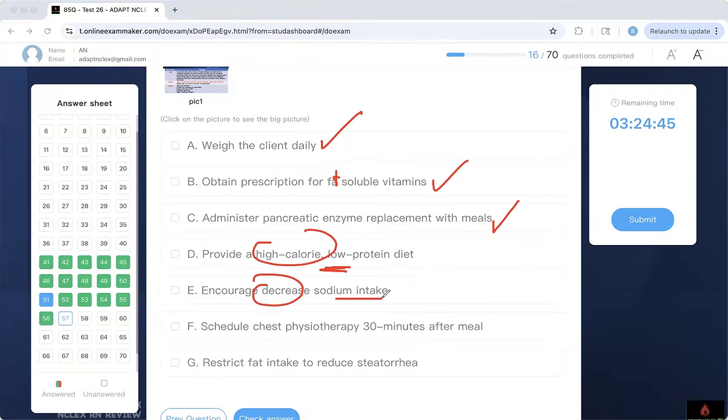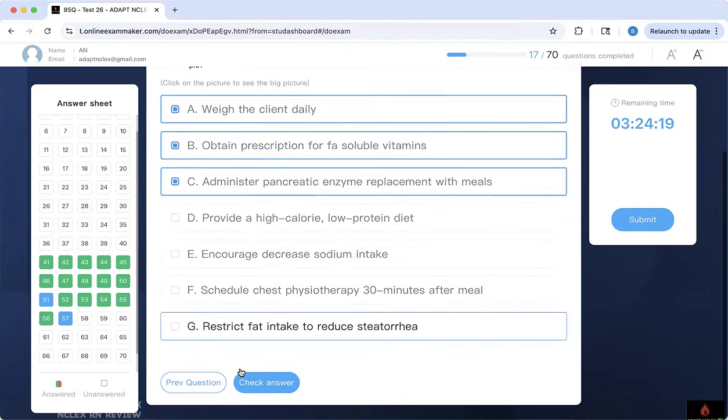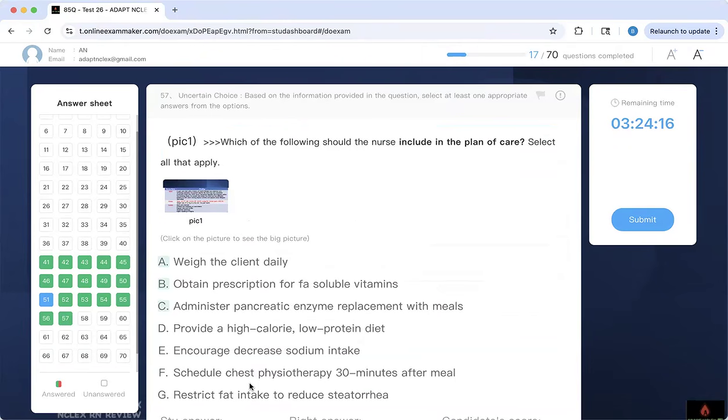We should schedule chest physiotherapy 1 hour before meal. And if they have eaten, you should schedule it 2 hours after the meal. Otherwise, they're going to have aspiration. You should not restrict fat because they're going to have what? Steatorrhea. You still give them high fat to get their calories, but you give them enzymes and fat-soluble vitamins to help with that. Therefore, what are your answers? It's A, B, and C. These are all concepts put in disguise that I want you to pay attention to so that when you see a question, you can use them to answer it.